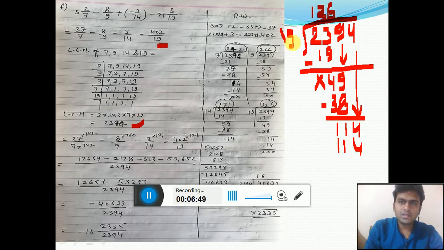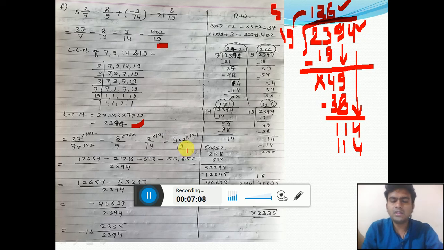How? 6 9s are 54. Carry over 5. And 6 1s are 6 and 5 is 11. So 104. So we got 126 by dividing 2394 by 19. So what can we say? We can say when we multiply 19 and 126, we get 2394. So that's why we multiply 19 into 126, we will get 2394 in the denominator. So we have to multiply 126 into the numerator also.